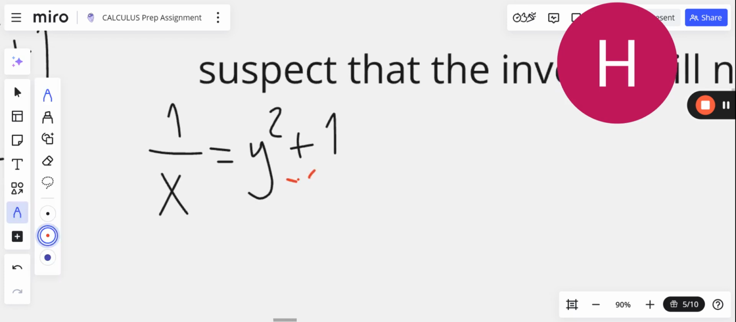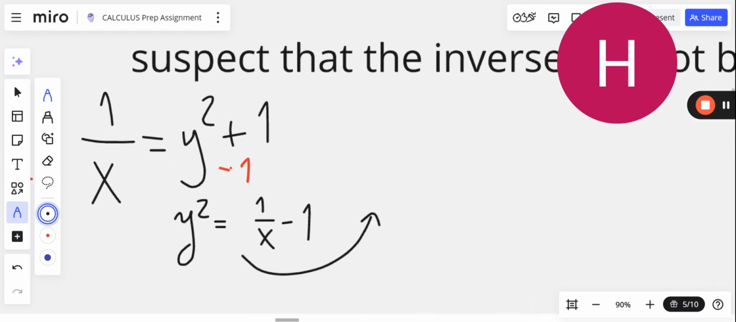Subtract 1 on both sides. So now we have y squared. I'm going to put it on the left side if that's okay. Everyone always flips out when I move the equation and flip it around. They're like, whoa, buddy, what are you doing? It's an equation, guys. The left is equal to the right. So if I want to flip them around, it's totally fine. It's still equal. y squared equals 1 over x minus 1.